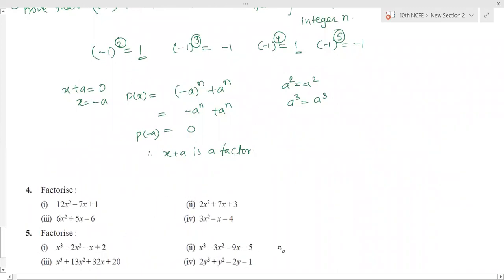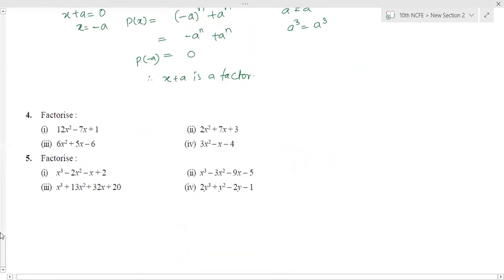Well, have they finished the chapter in school? No, ma'am, it's still going on. My last exercise. Ma'am, identity part. Okay, so after completing this, we will start identity.